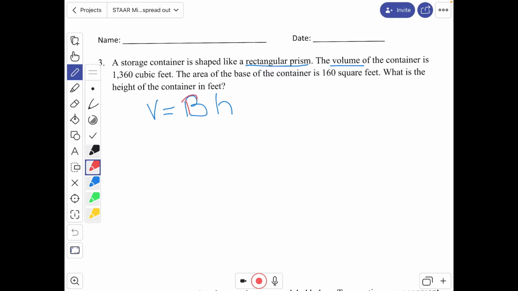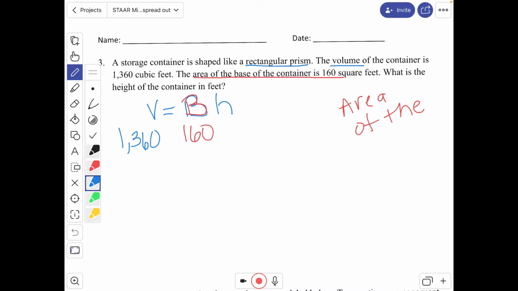And remember, a capital letter needs to be replaced with a different formula, or it stands for something like area of the base. So if they didn't tell you what the area was, you'll need to put in a different formula. However, in this problem, they did tell you. Area of the base is 160. So where the capital letter B is, I'm going to put 160. And then it says that the volume of the container is 1,360 cubic feet. So where the V is, I'm putting 1,360.